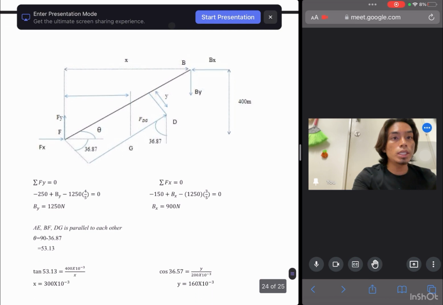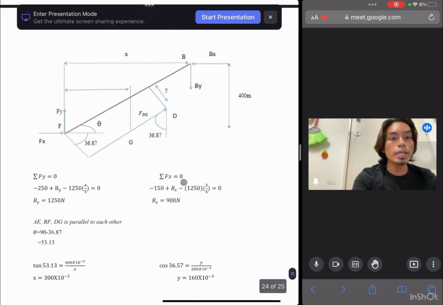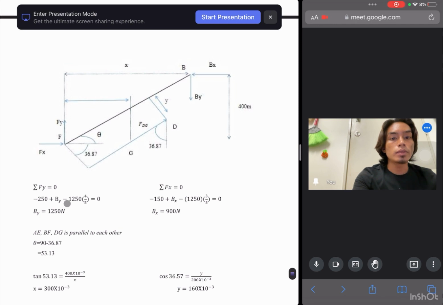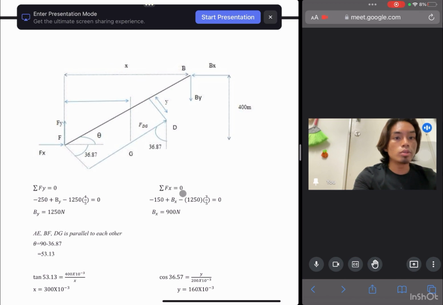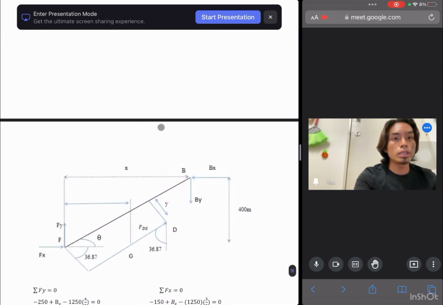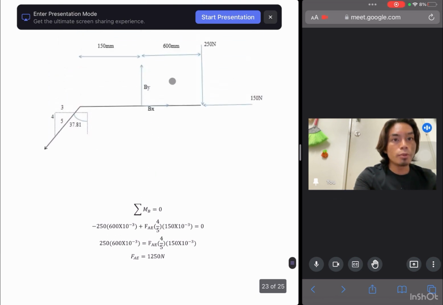After that, we still use the same FBD for summation of Fy and Fx equal to 0. So for summation of Fy equal to 0 is negative 250 plus By minus 1250 times 4/5 equal to 0, and we can get By is 1250 Newton. For the Fx equal to 0, negative 150 plus Bx minus negative 1250 times 3/5 equal to 0. So we can get Bx 900 Newton and By 1250 Newton.